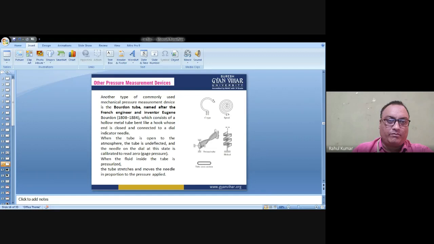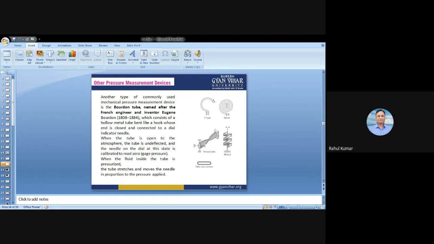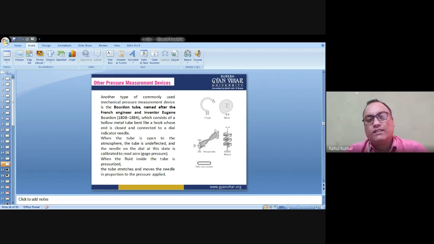The open end is exposed to the fluid whose pressure is being measured. As the pressure increases, the tube tends to straighten to equalize the pressure in the tube. And this straightening causes a gear to turn, which in turn causes a pointer to rotate, which will inform you of the pressure.